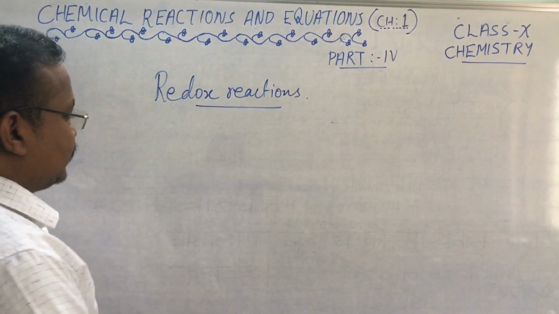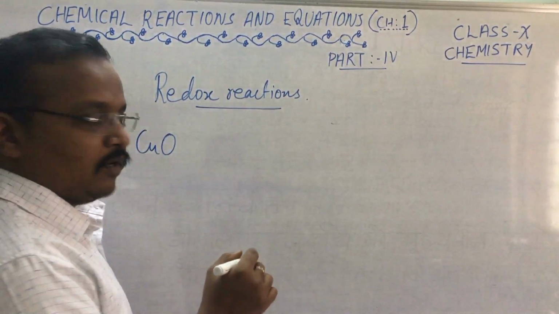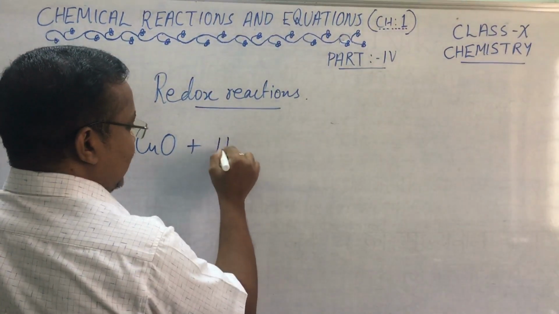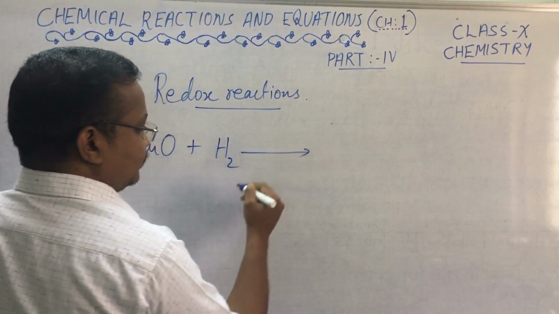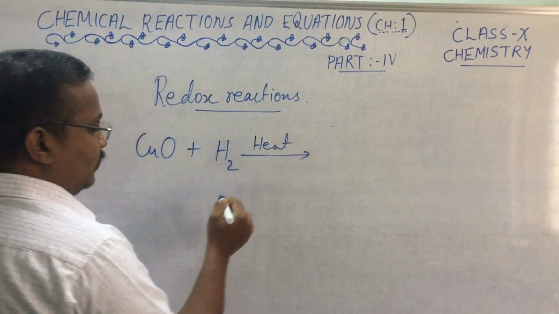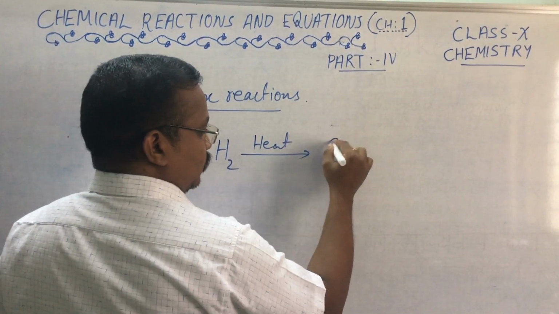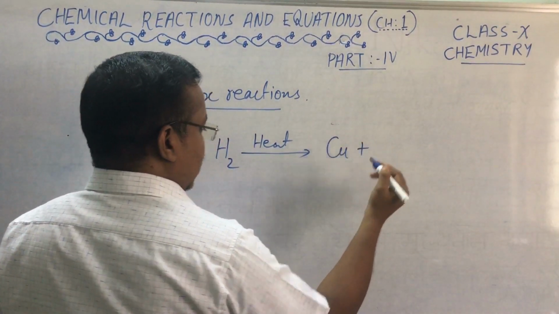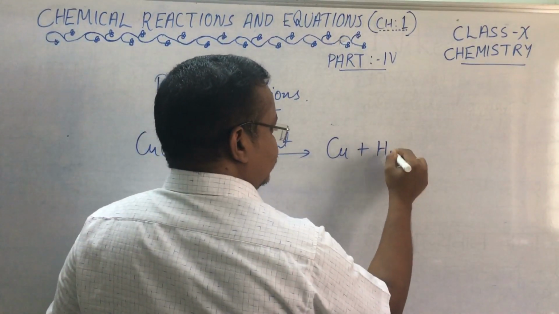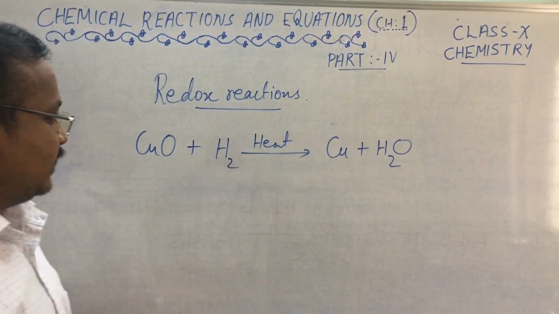Let me write an equation, that is copper oxide, CuO, on passing hydrogen gas over it. We have to heat also. Then the CuO converts to copper and a water molecule is also produced. Look at this reaction.